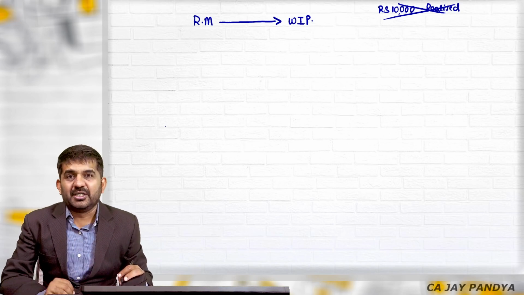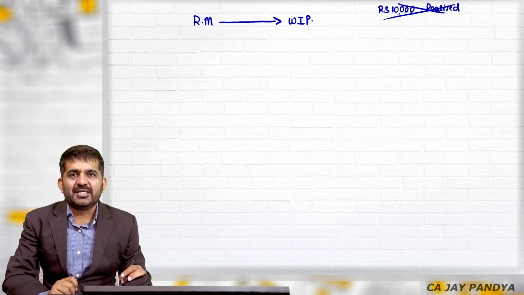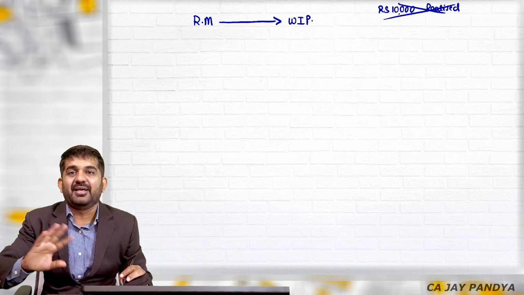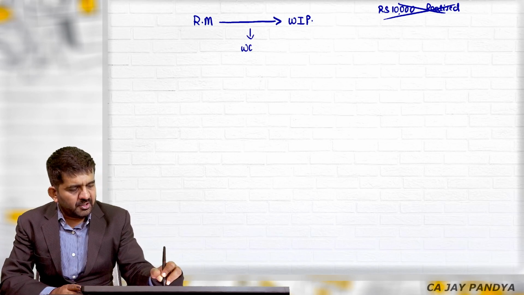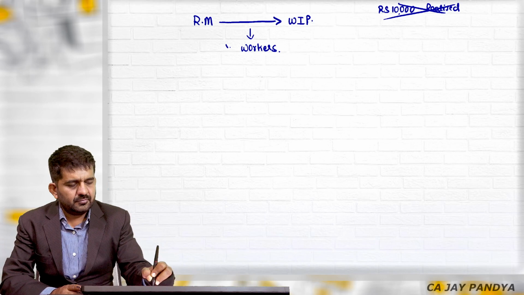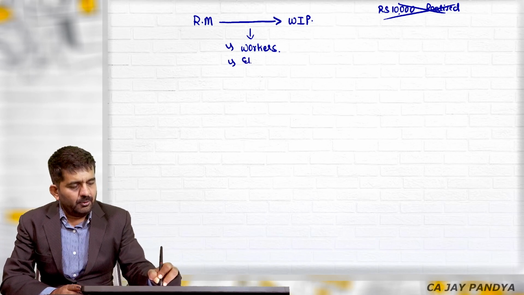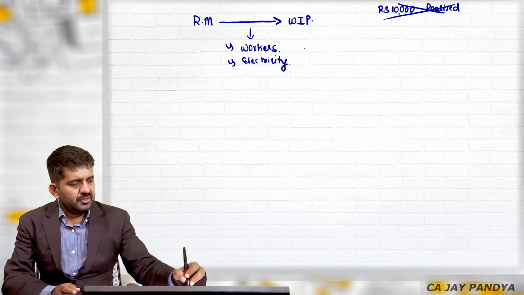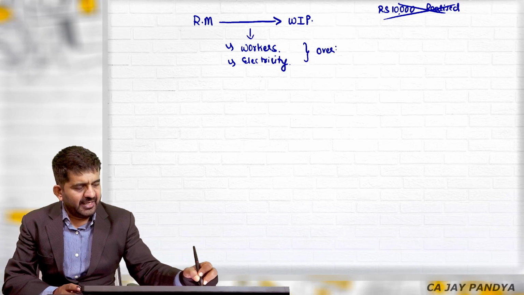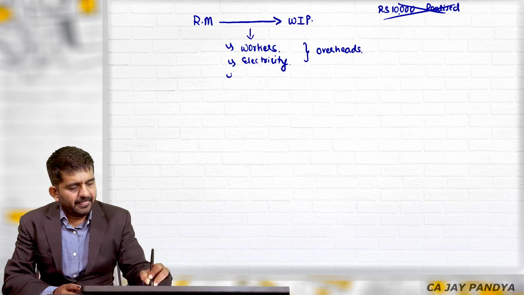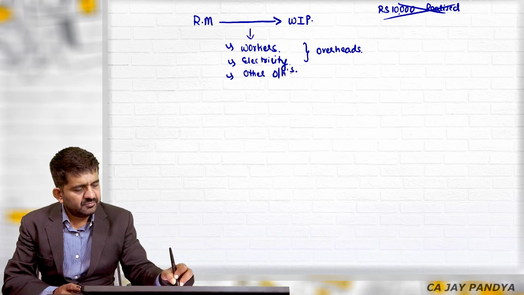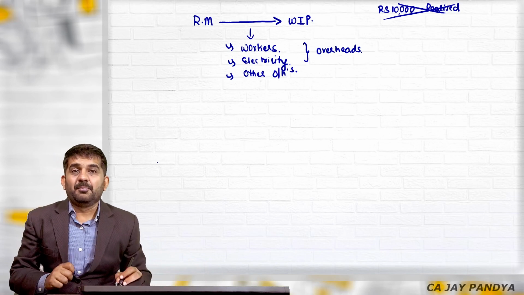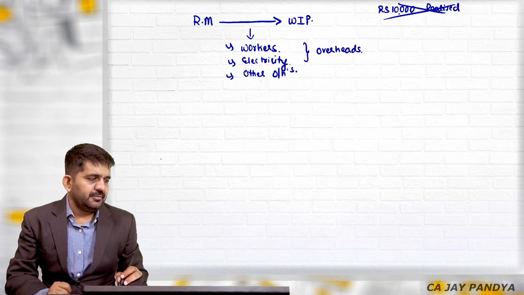So only try to understand. First they are asking us how much money will be required in this process. You will have to have workers working on it. You will have to put electricity in it to convert it into a finished product. These are all technically termed as overheads. There will be other overheads which will be put in your raw materials, right?